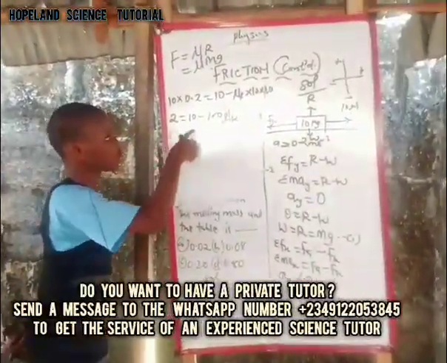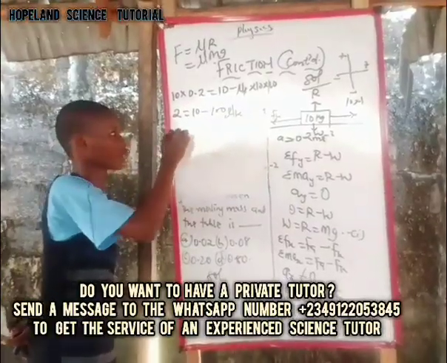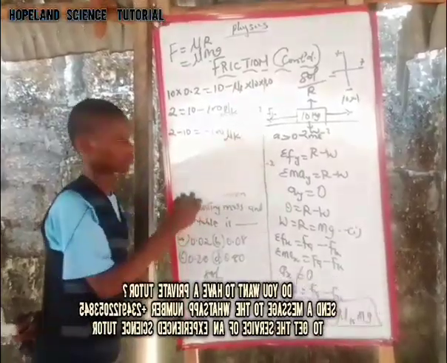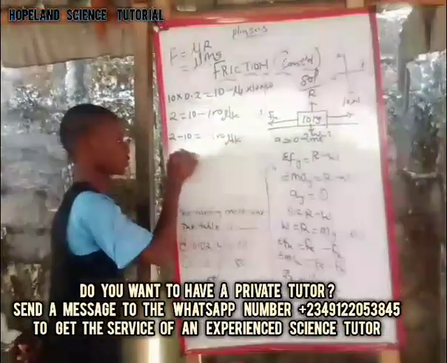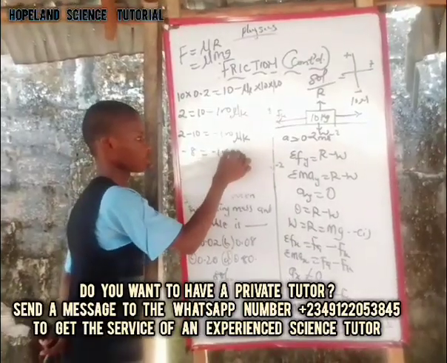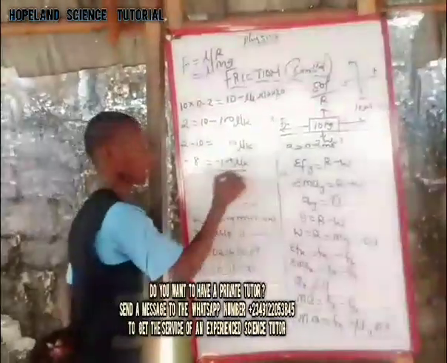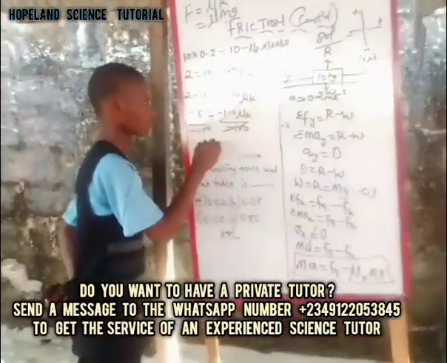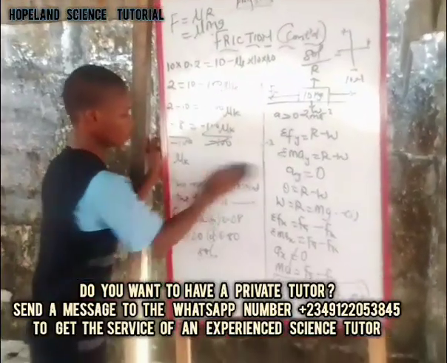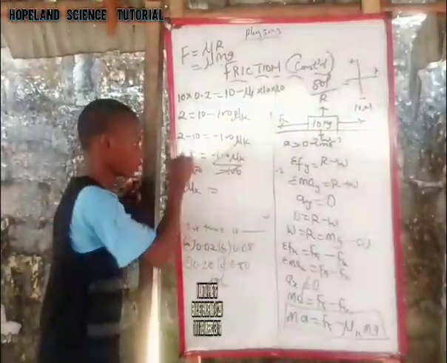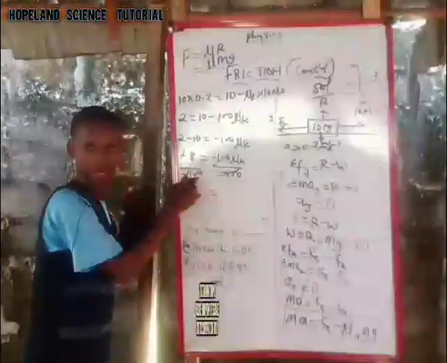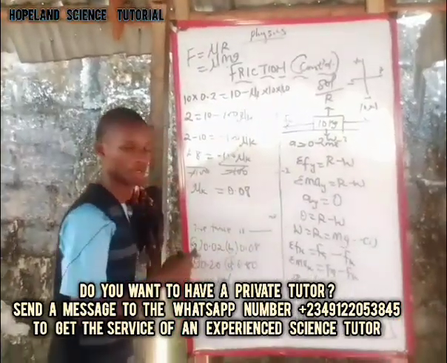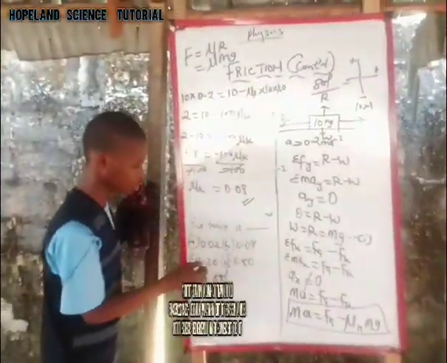So now let's continue. If we collect like terms, we have 2 minus 10 equals minus 100 mu k. So 2 minus 10 will give us minus 8 equals minus 100 mu k. So divide both sides by minus 100. This cancels to give us just mu k. Then minus will cancel out minus. So I'm just left with 8 divided by 100, which will give us 0.08. So that gives us the answer to this question. So that is option what?